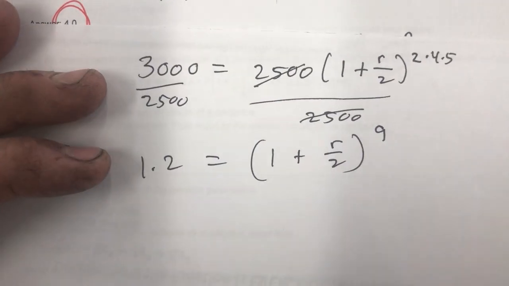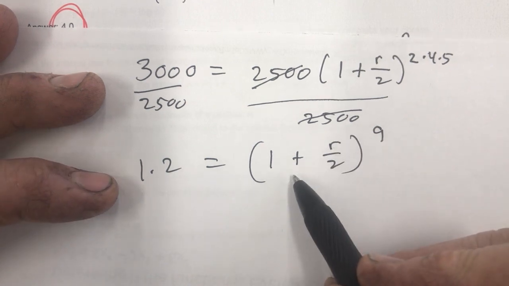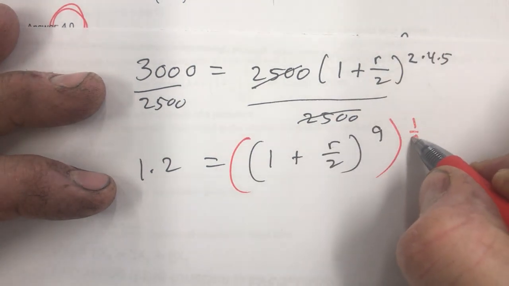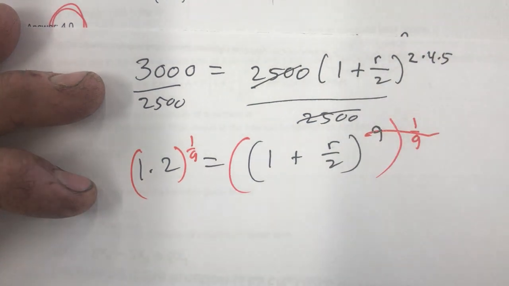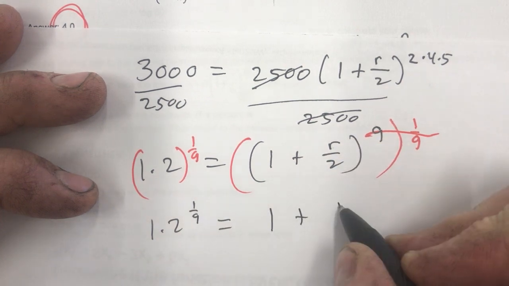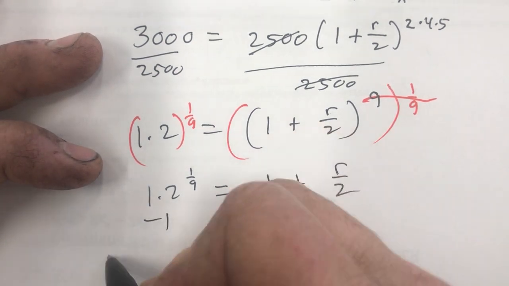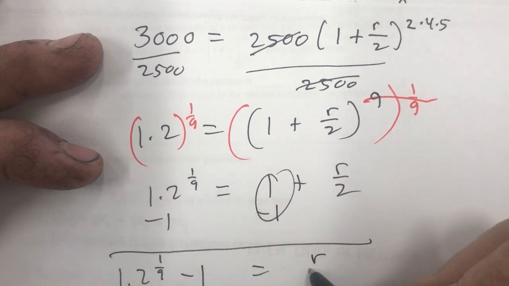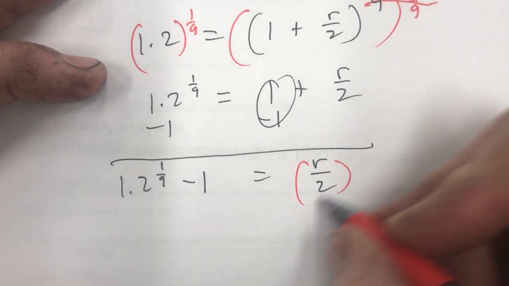Okay. And now see here, I'm not going to do a log this time because my variable's in here. So this is the 9 power. We've done this before, we actually have done this problem before. This is going to be 1 over 9 power, which makes this cancel. So I have 1.2 to the 1 over 9 power equals 1 plus r divided by 2. All right, so I'm going minus 1. So 1.2 to the 1/9 power minus 1 equals r divided by 2. Okay, and then I'm going to multiply both sides by 2.